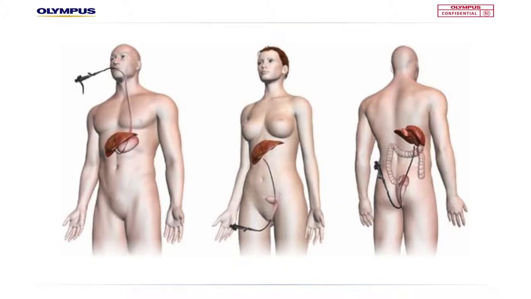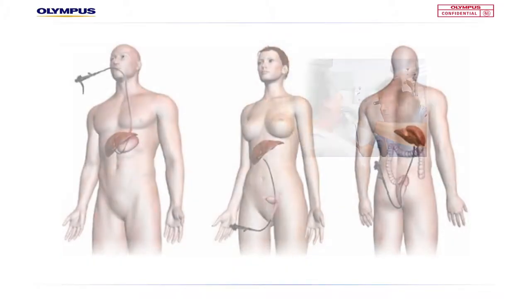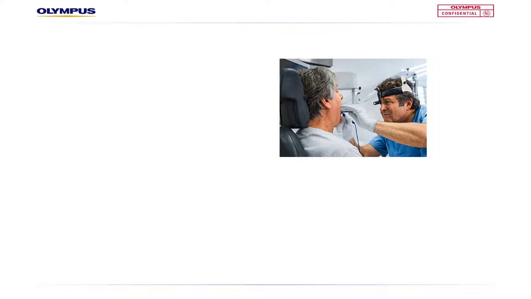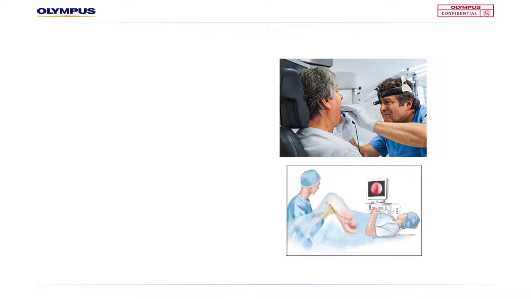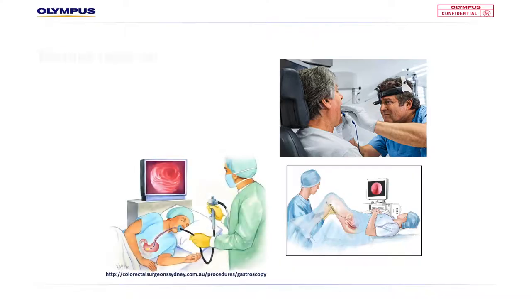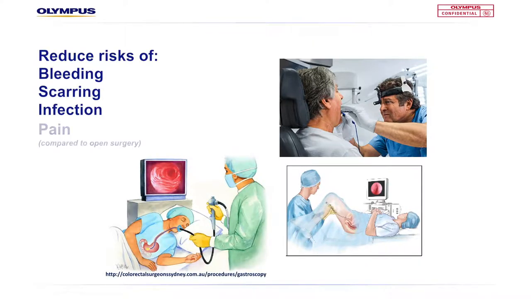So now that we've had an overview of the rod lens telescope, let's consider that for some procedures there may be a natural orifice or passageway which the operator can use to gain access into the cavity. Where possible, a clinician may prefer to use one of these natural entry points in order to reduce trauma to the patient tissue. This can reduce risks of bleeding, scarring, infection and pain experienced by the patient. So for some cases it can be ideal to use these natural access points.